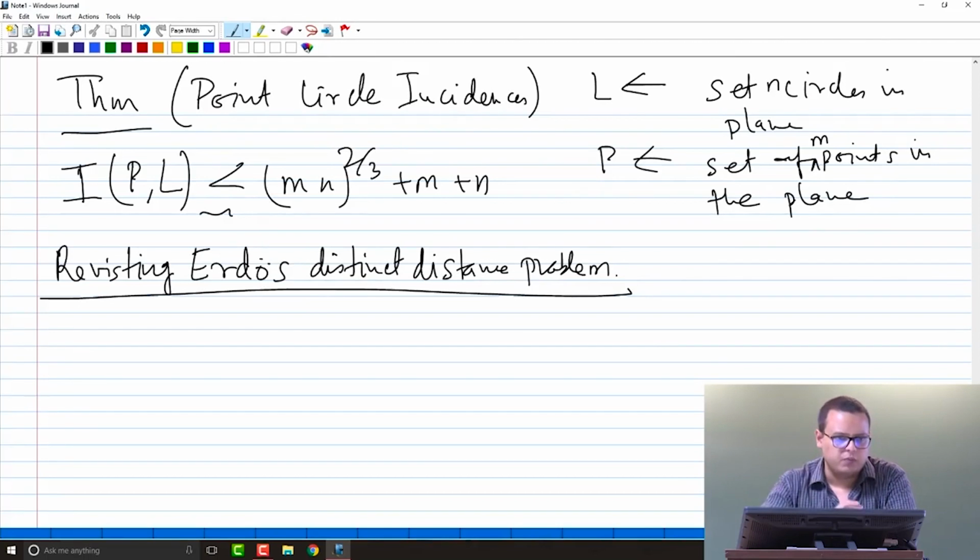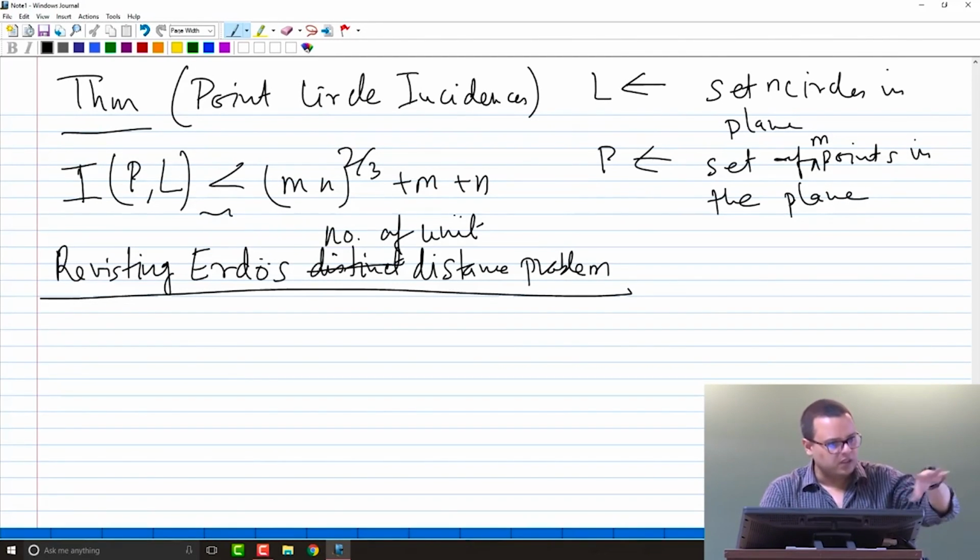Sorry, not distinct distances, but the number of unit distances. Distinct distances is a much harder question; it is not going to be proved in 5 minutes like this. So I want to estimate the number of unit distances. I give you n points in the plane, how many unit distances can you get?